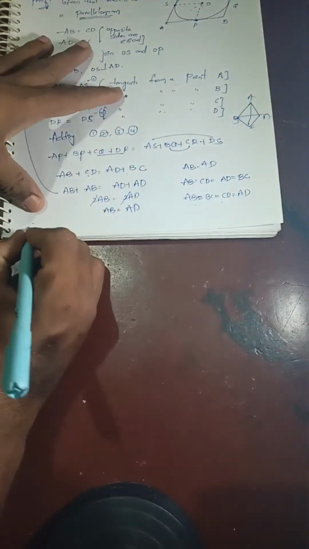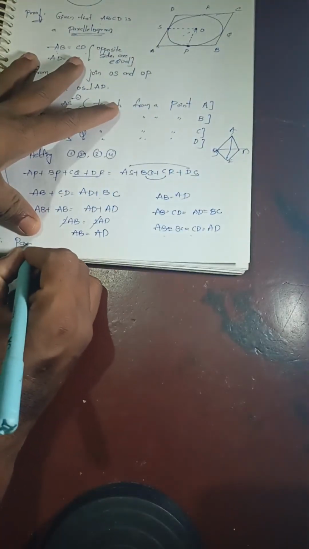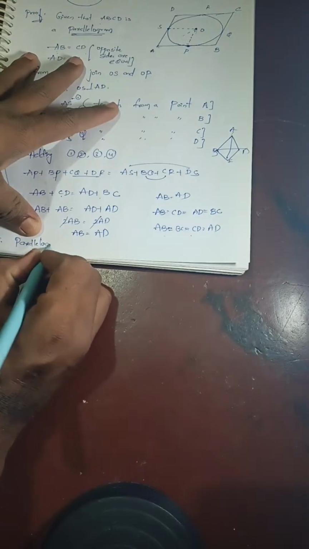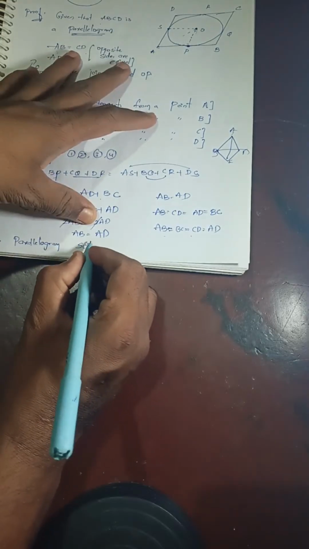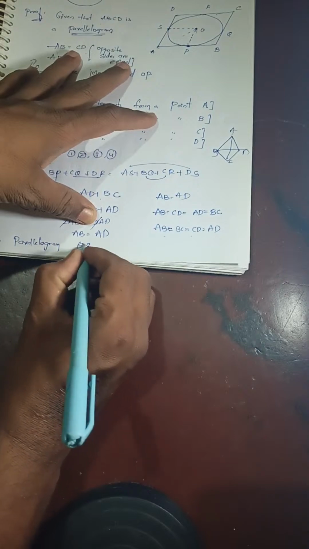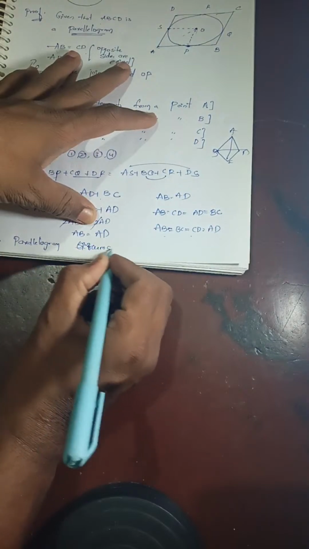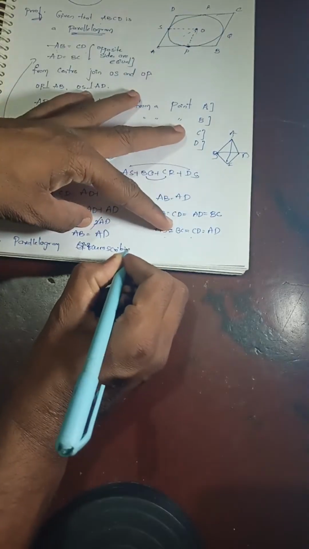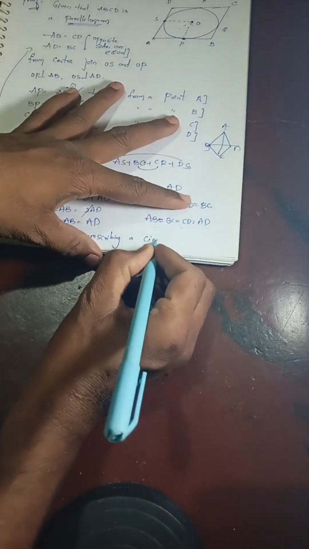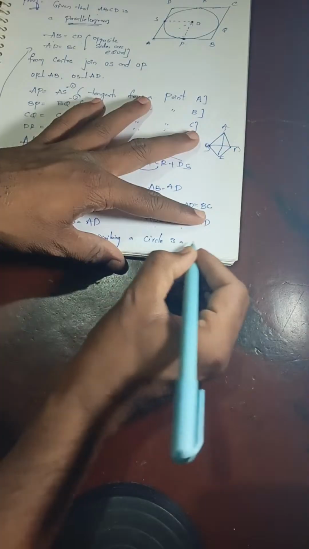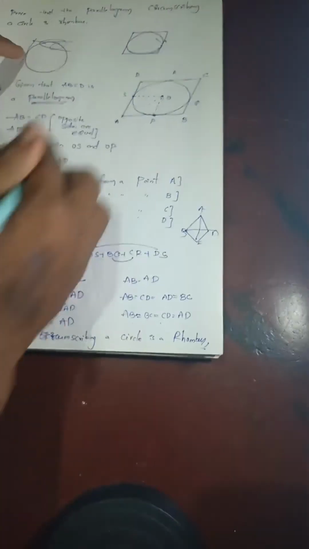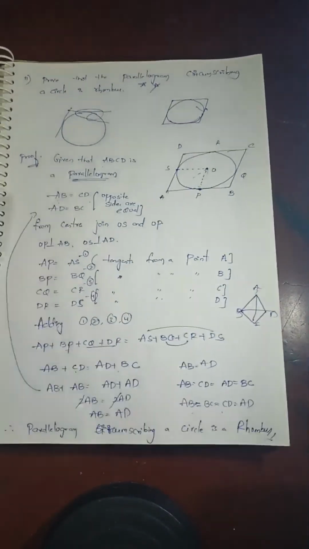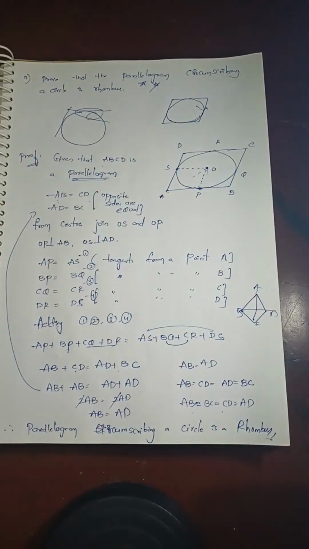Therefore we will write: a parallelogram circumscribing a circle is a rhombus. This is a very important problem. You can keep a star mark also. You may get it for 3 marks or 5 marks. You are compulsorily going to get this problem.